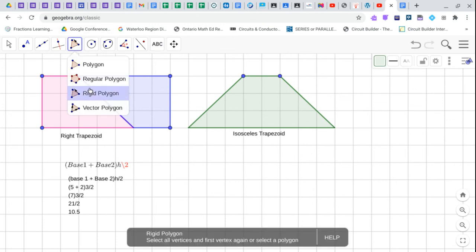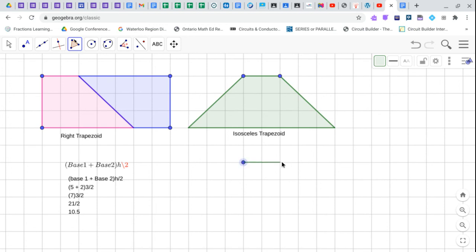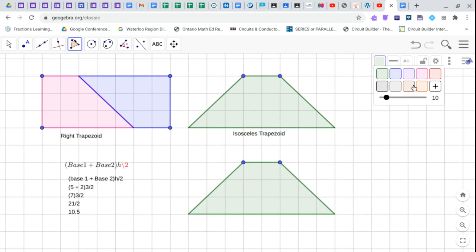All right, let's go back to this rigid polygon tool and let's recreate this trapezoid. So it's 2 and 2, and then we had this diagonal line cutting across like so, cutting across over here like so, and then coming up here. Okay, and then of course, let's change the color. How about an orange color? Good.